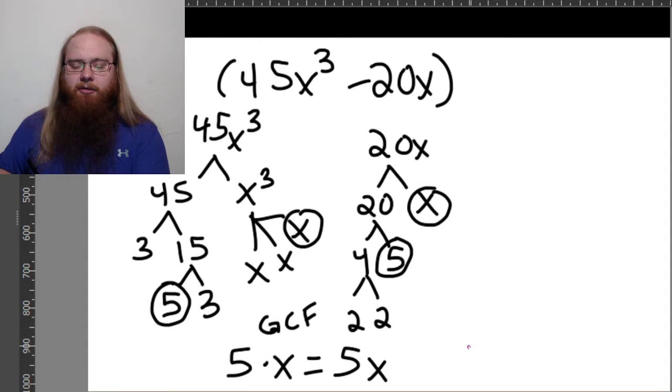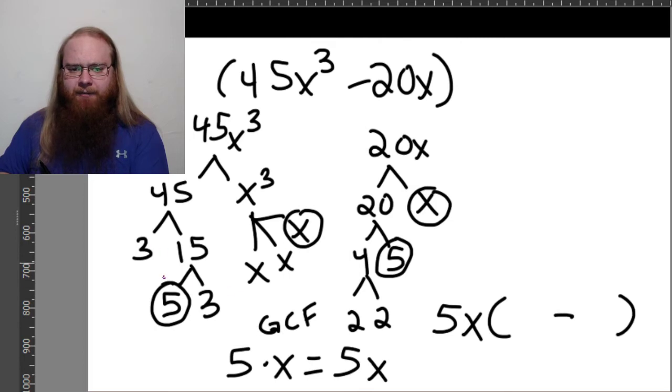There we go. So, that was what we did in Lesson 2. Here for Lesson 3, we're going to start worrying about what's left. When I say factor out a GCF, we're going to put that on the outside of the parentheses. And on the inside of the parentheses, we're going to worry about what's left over. After we take out a 5x, these two things we circled, we have left 3 times 3 times x times x.